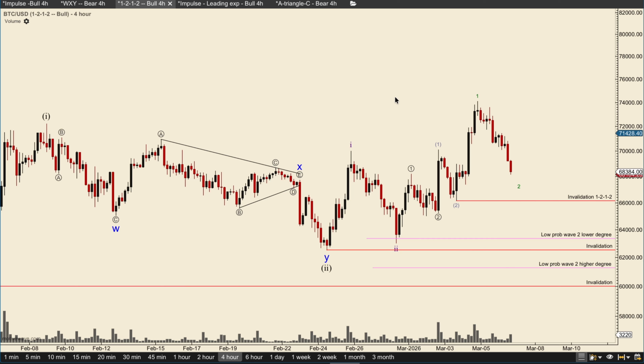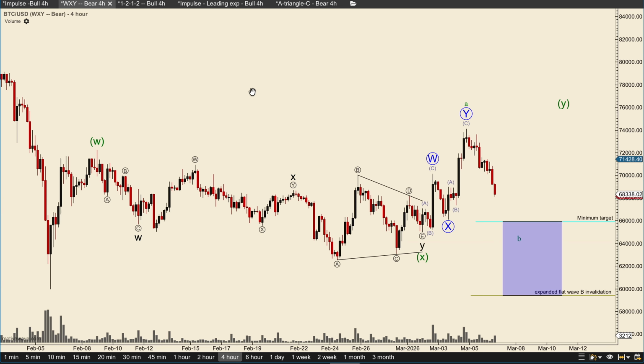But also the invalidation for this scenario is taking out this, because if you do, then this is very low probability, because then you need to count basically 1 A, B, C like that, and this hit a very unusual target for wave B. It is too long basically. So this is the invalidation I use for this 1 2 1 2 bullish scenario. And also if you hit this low probability wave 2 of a lower degree, that we hit already, and also here is the bigger wave 2 if we need to move down there. So this basically messes it up for the bulls.